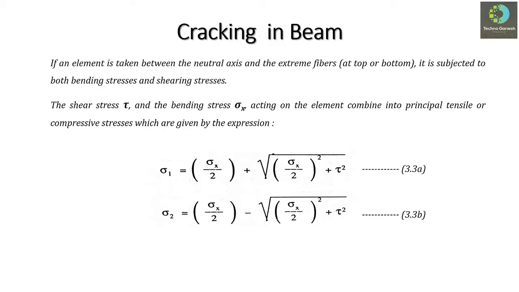Similarly, we can find the angle of inclination of the principal plane using this relation: tan 2 theta is equal to 2 tau upon sigma x, where tau is the shear stress and sigma x is the bending stress. Let us call this equation number 3.3. So equation 3.3 gives us the principal tensile stresses, principal compressive stresses, and the angle of the principal plane.